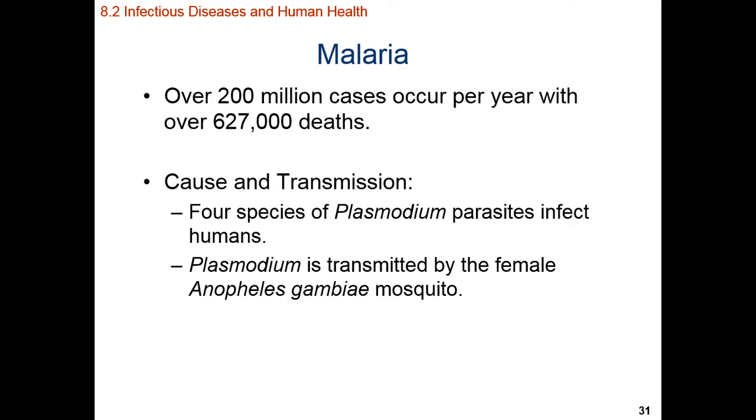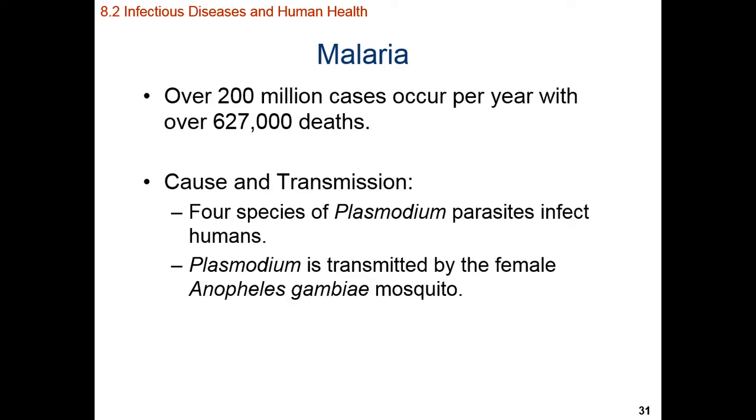200 million divided by 7.5 billion. This disease affects about 2.5% of the globe's population every single year, or 2.5% of all the people on the planet contract malaria every single year. Of those 200 million cases, there are going to be approximately 600,000 deaths from malaria every single year.